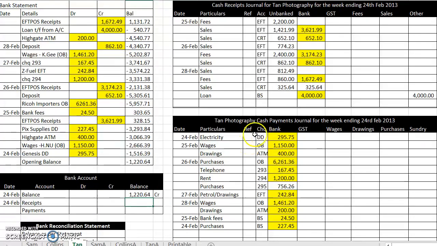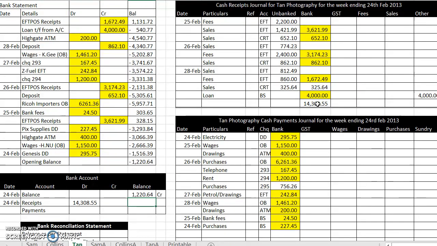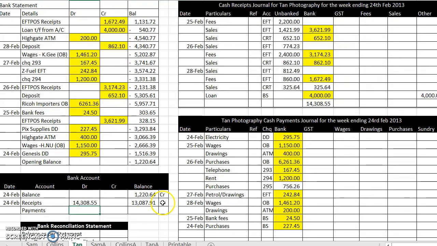Then we're going to put the receipts. So to get the receipts, we're going to get the total of the bank account. So if you click on auto sum, make sure you highlight from the top to the bottom there. And the receipts will add to our bank, so it goes in the debit. So the amount of money in our bank account is actually a negative figure and then a positive figure. If we only had that, we'd have positive 13,000. So negative 1,220 plus positive 14 is a positive 13,000.